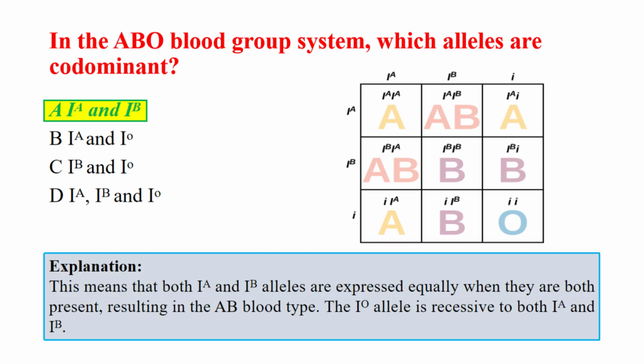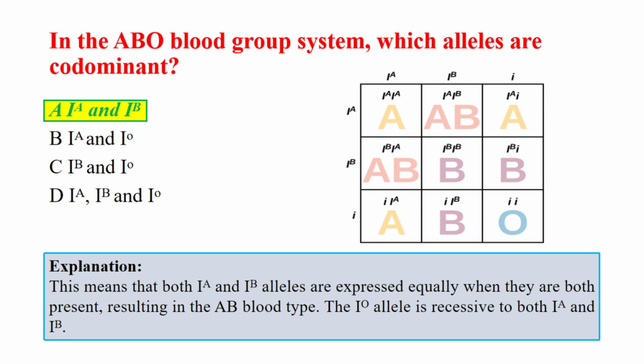The correct answer is A, IA and IB. These two alleles are codominant. The reason is because in the ABO blood group system, the IA and IB alleles both express themselves equally when they are present together. This results in the AB blood type, where both A and B antigens are on the surface of red blood cells.